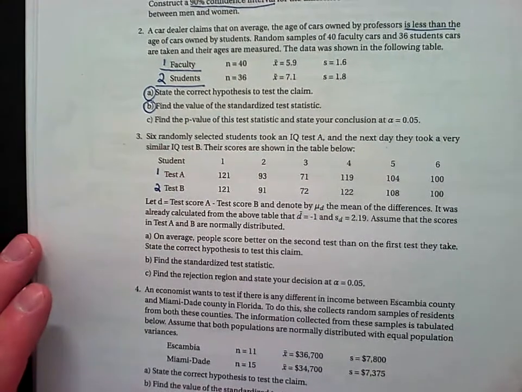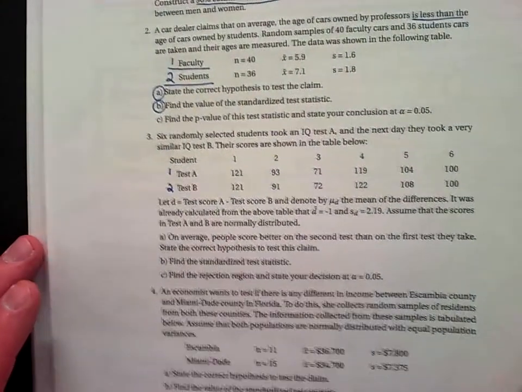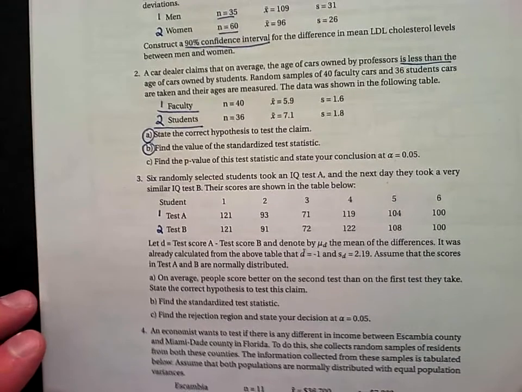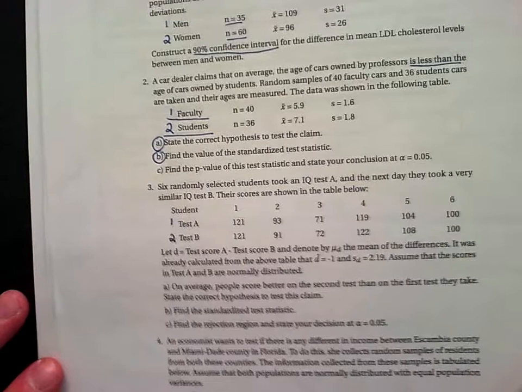All right. Next thing that we want to do is we want to find the value of the standardized test statistic. All right, let's do it. In question 2, are we dealing with independent samples or paired samples? Why are they independent? Two different groups, so they're independent samples. So we have independent samples.